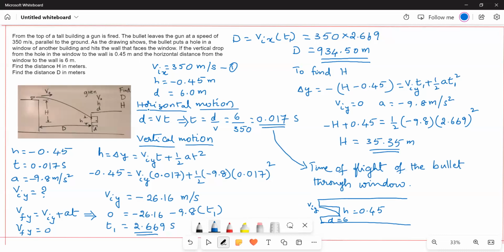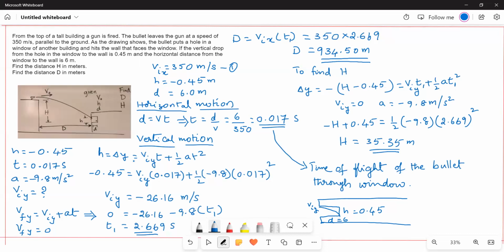Now let us try to calculate the time of flight of the bullet through the window. That we will find out using the data. This is 6 meters x component, and d is equal to vt, we know, therefore t is equal to d by v, and then 6 by 350 gives 0.017 seconds as the time of flight of the bullet through the window.